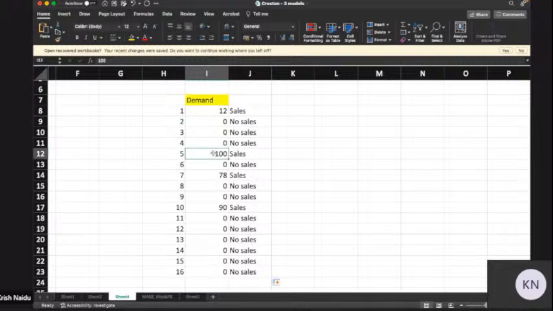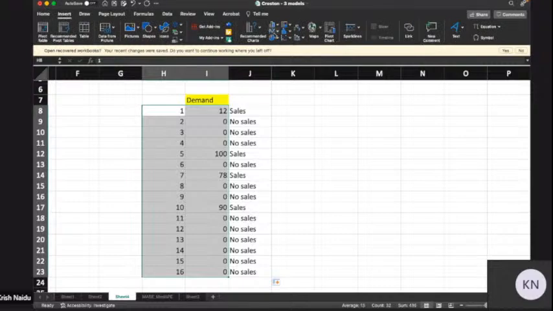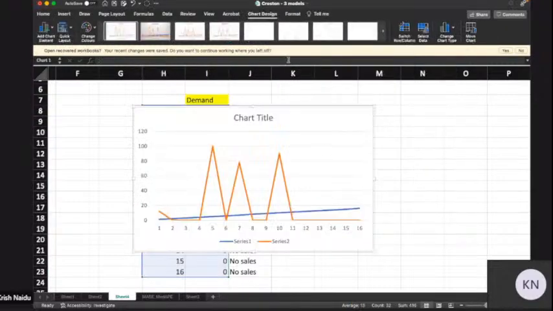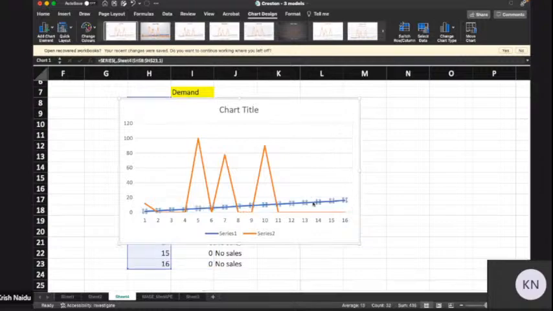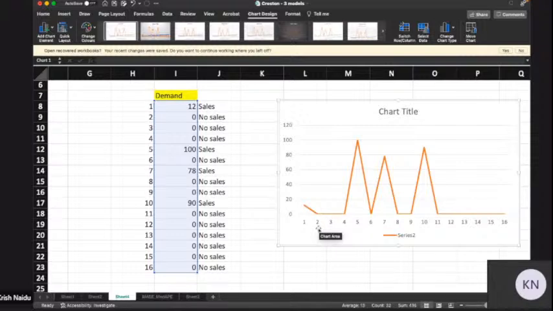Right? So let me build a chart for this, and I'm doing all this in Excel. In the line chart, the flat line is zero demand, and the spikes are where we have demand. There is a flat line from period 2 to 4, then we have periods 8 and 9, and a flat line from period 11 to 16. We do not have any demand in these periods.